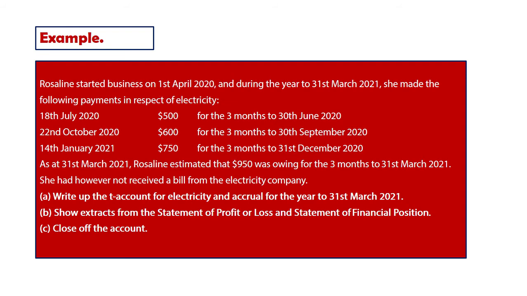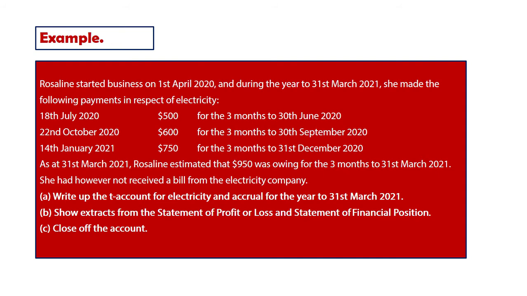On 22nd October 2020, she paid $600 for 3 months ending September. On 14th January 2021, she made a payment of $750 for the 3 months to 31st December 2020. As at 31st March 2021, Rosalind estimated that $950 was owing for the 3 months to 31st March 2021. She had, however, not received a bill from the electricity company.